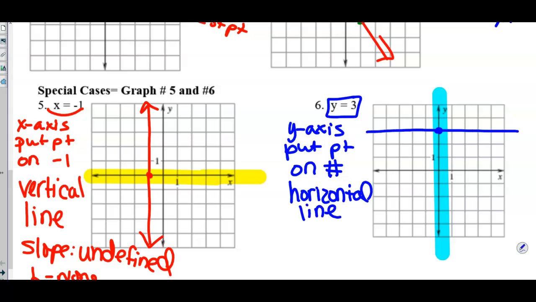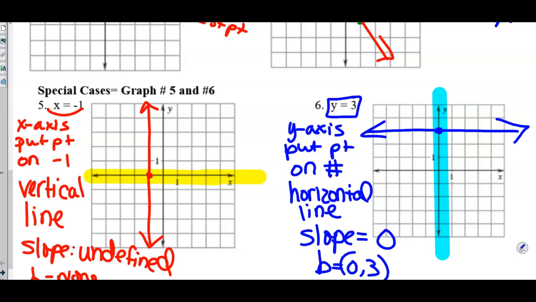And this one is actually a horizontal line, which means it goes across. Our slope then equals 0. Remember when you have a horizontal line? And you already know your b, it tells you at the top. If your y equals 3, your b is 0, 3.